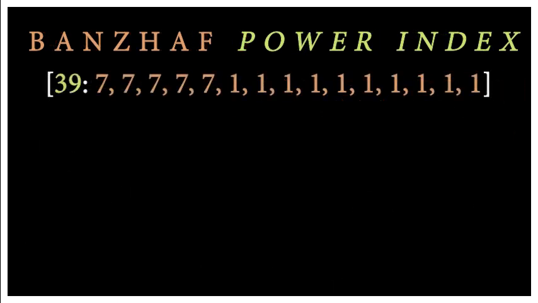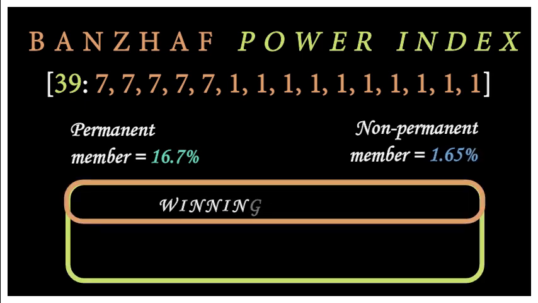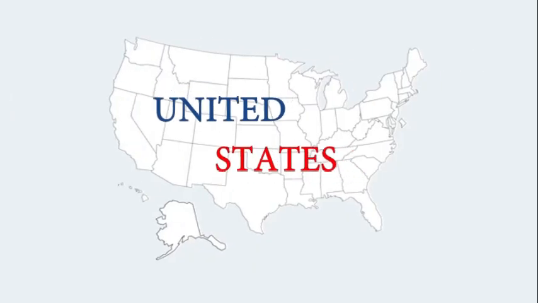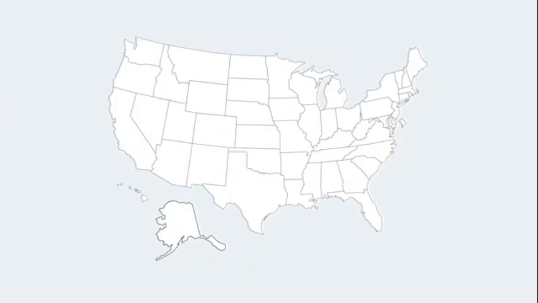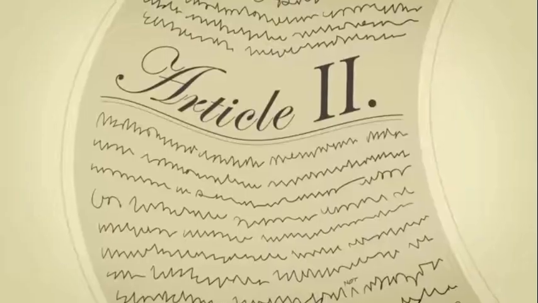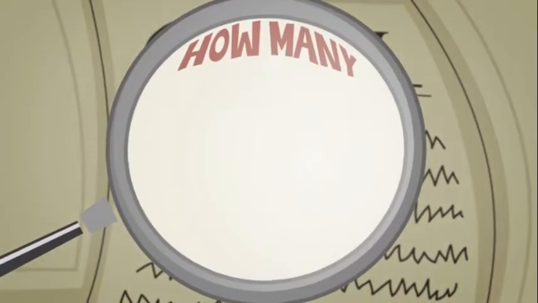Hence, the Banzhaf power index of a permanent member is 16.7%, giving all of them a veto power, while a non-permanent member has 1.65%. A winning coalition can arise if it is voted for by 5 permanent members with at least 4 non-permanent members. In the United States, they use a unique method for indirectly electing their next president called the Electoral College. The Electoral College was established in 1804 under Article 2, Section 1, Clause 2 of the U.S. Constitution that states how many electors a state can have.